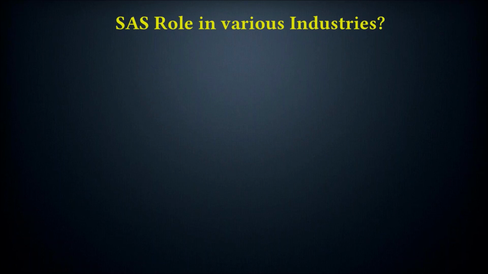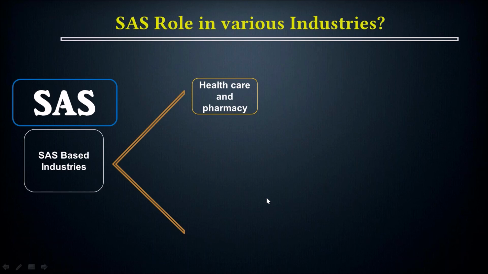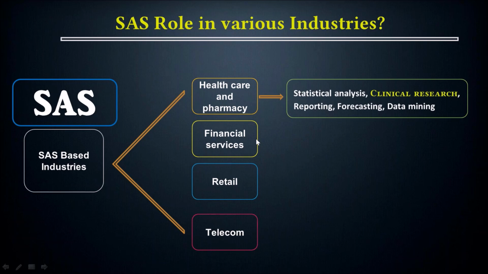Coming to the SAS role in various industries. It is used in various industries like healthcare and pharmacy, financial industries, in retailing, and in the telecom sector also. Now see how SAS is useful to each industry. If you take the clinical sector, SAS is mainly used in clinical trials to perform statistical analysis like calculating descriptive statistics like mean, standard deviation, median values, like that.